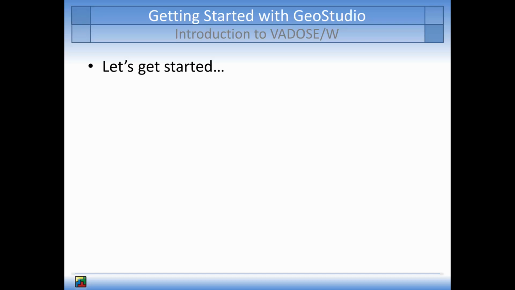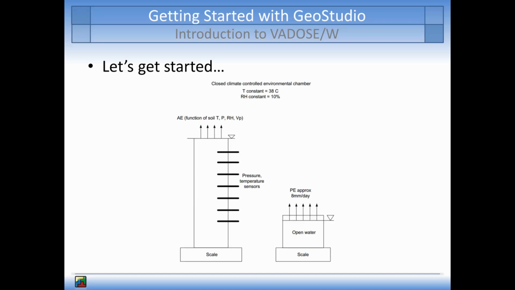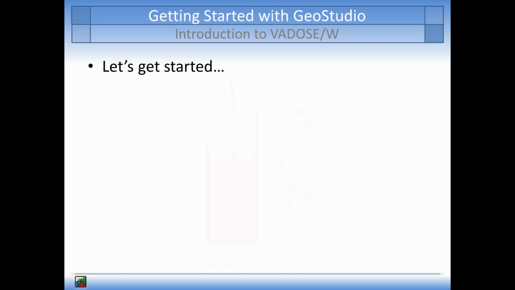Early in the development of potential versus actual evaporation theory, a laboratory experiment was conducted in a climate-controlled chamber. The temperature and relative humidity were carefully regulated, and the evaporation from both an open pan of water and a sandy column of soil was monitored. This Vadose W tutorial involves a simulation of this laboratory experiment.